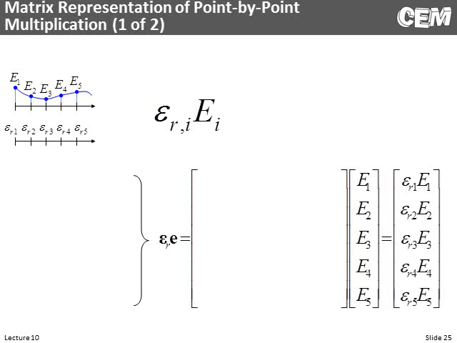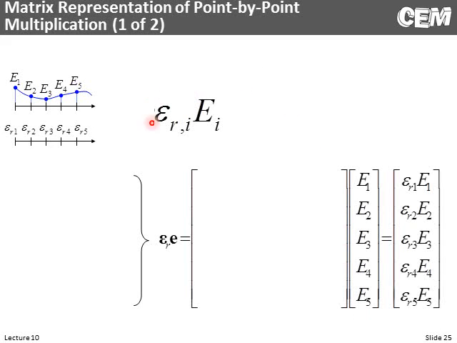So from last lecture, once we store things in a column vector, we talked about these big square matrices that multiply those column vectors to do operations on that column vector. And the first one we did last time was a point-by-point multiplication. And in Maxwell's equations, that happens when you have an epsilon times E and also a mu times an H.